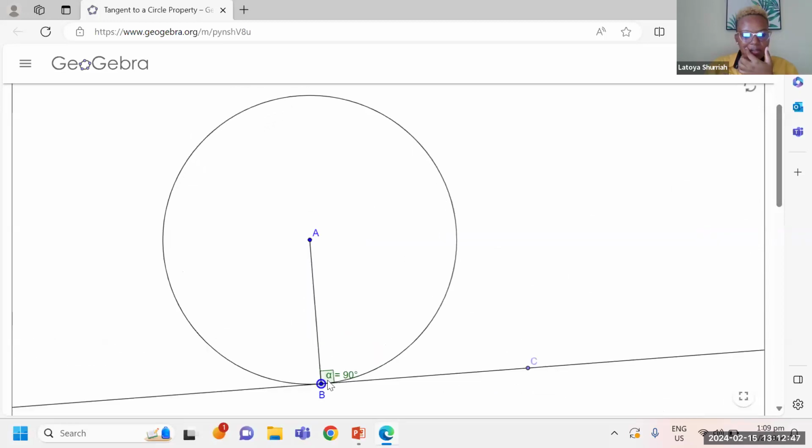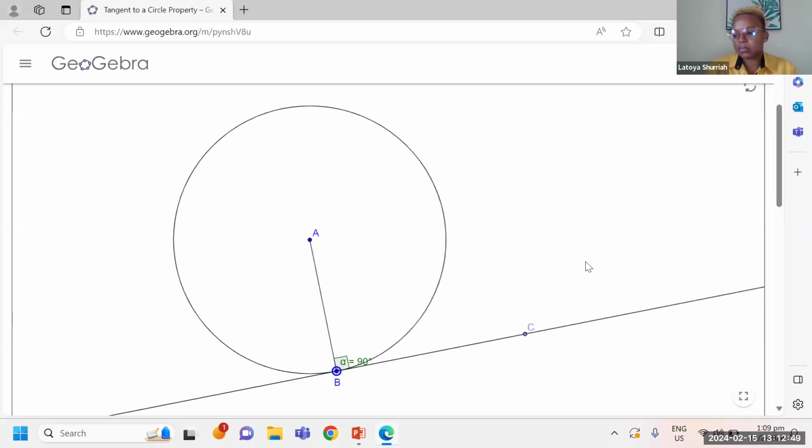Miss, when it's touching the tangent, it is the 90 degrees form. When what is it? Be more specific. Miss, the radius. Talk like you're confident, girl. Talk with your chest, like you know what you're saying. Miss, when the radius is touching the tangent, a 90-degree angle is formed.